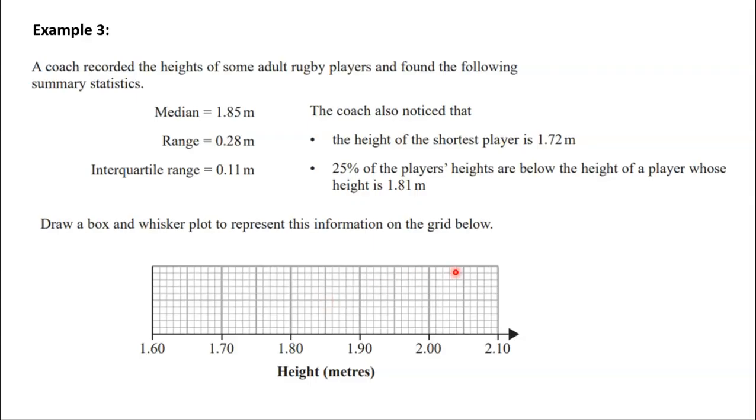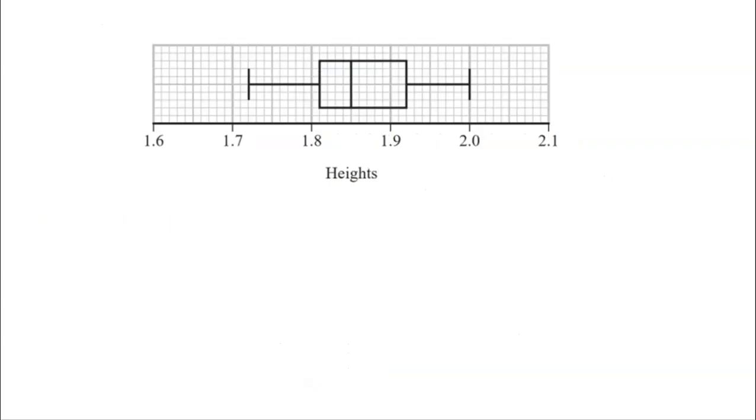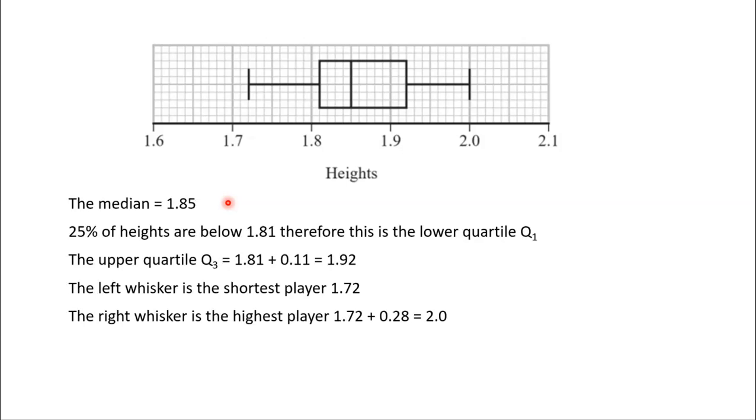And finally, the third example. Again, you can pause the video and try to answer this question, and then we will look through the answers together. Here is the answer, the box plot, and let's just go through the steps. They gave us the median, 1.85. 25%, which is Q1, is at 1.81, because they said 25% of heights are below. So Q1 must be 1.81. Again, one small square is 0.1.